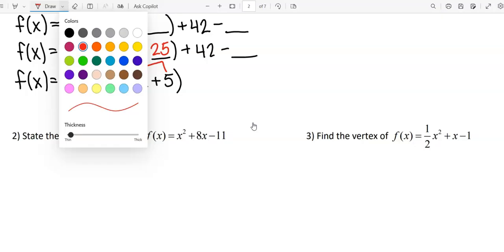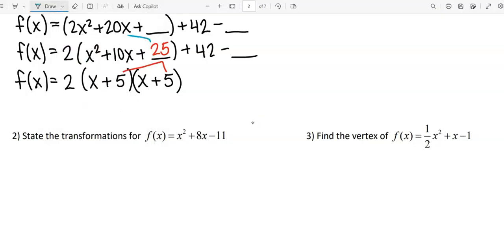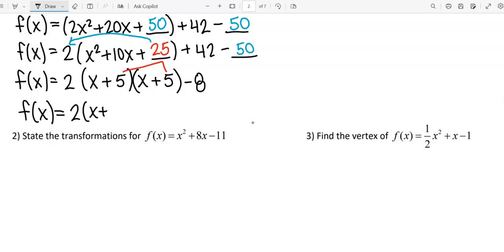Is that really a 25? No, it's really a 50 because it's multiplying by 2, right? So if I put that 2 back inside the parentheses like I have in step number 1, this has to be a 50. And that goes on the outside because I didn't take the 2 out of the outside, so it has to be 50 on the outside as well. What's 42 minus 50? Negative 8. And then last step is to write your square. And so f of x equals 2 times x plus 5 times itself is x plus 5 squared minus 8.